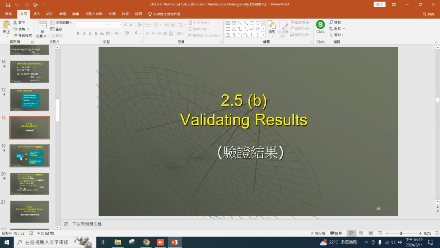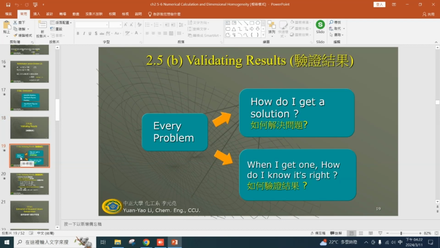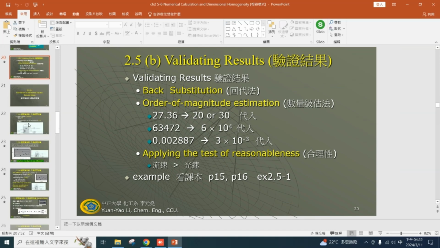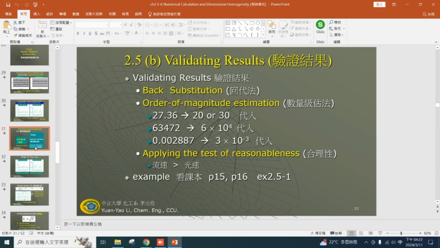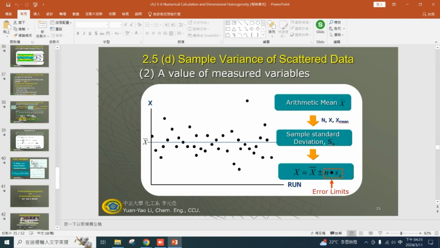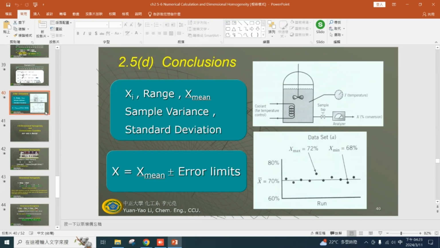And also you need to validate the results, right? There are a few ways to validate the results. I hope you remember. And also you need to know how to judge the range, the degree of the scattering, using the range or sample variance or sample standard deviation. Okay, so these are the things you need to know.